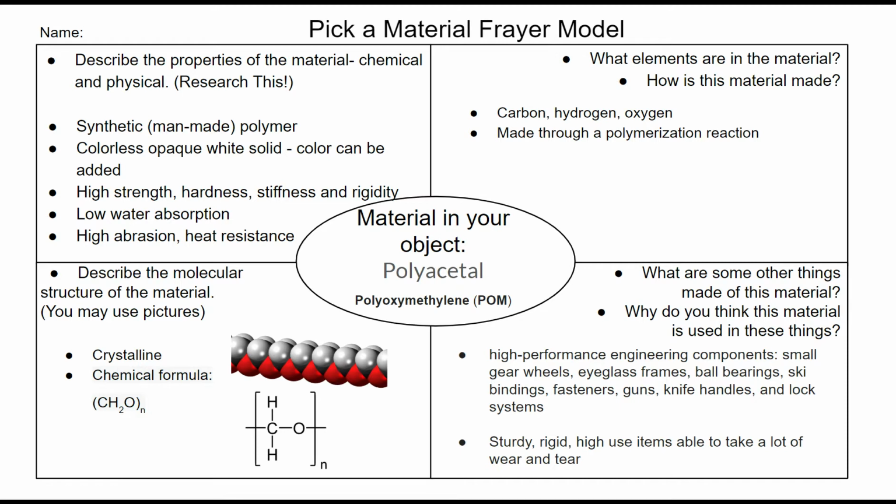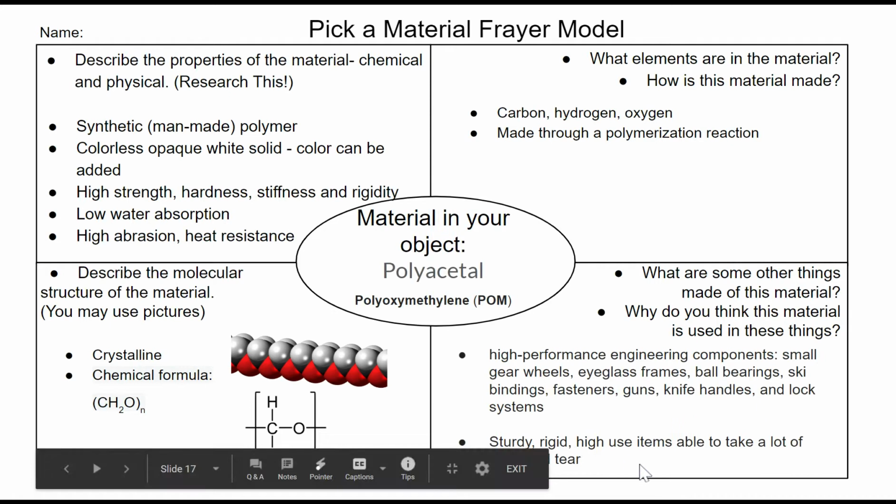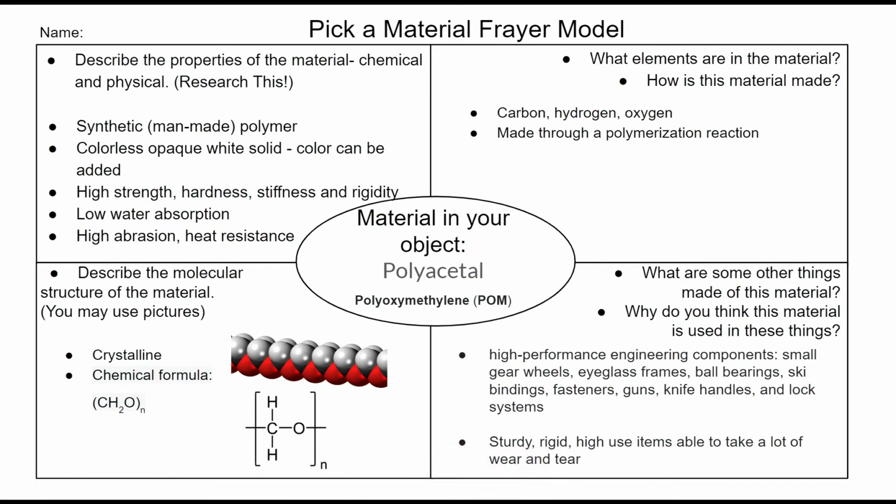So, thinking about my hairbrush and why it's made of polyacetal, and then thinking about these other objects that have polyacetal in them, it makes sense because these objects, like the hairbrush, need to be sturdy, need to be rigid, and are high use items that need to be able to take a lot of wear and tear. And it appears that the crystalline, strong, rigid structure of polyacetal is why it is a perfect material to be used in these kinds of objects.